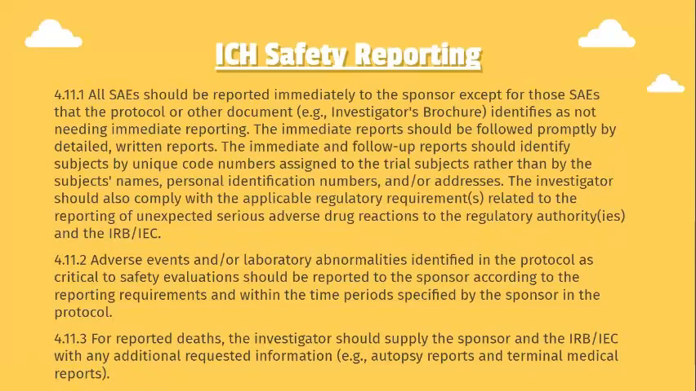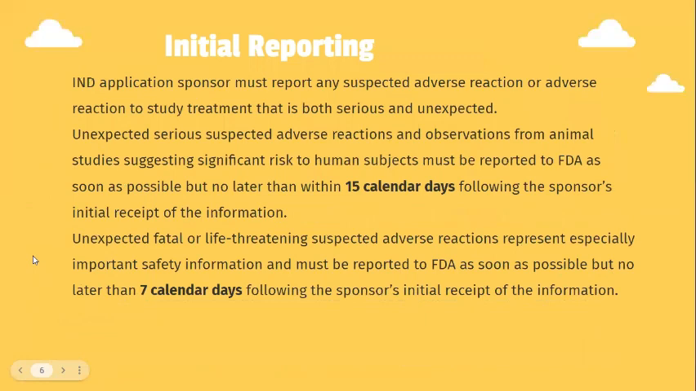For reported deaths, the investigator should supply the sponsor and the IRB/IEC with any additional requested information. So they might have an autopsy or any additional items related to the death. This is basically what encompasses what the ICH says about safety reporting. So it's pretty high level, right? Because remember, ICH is supposed to be international and global, for everybody, not country specific. So now we'll dive into country specific, in the sense of what the FDA says.